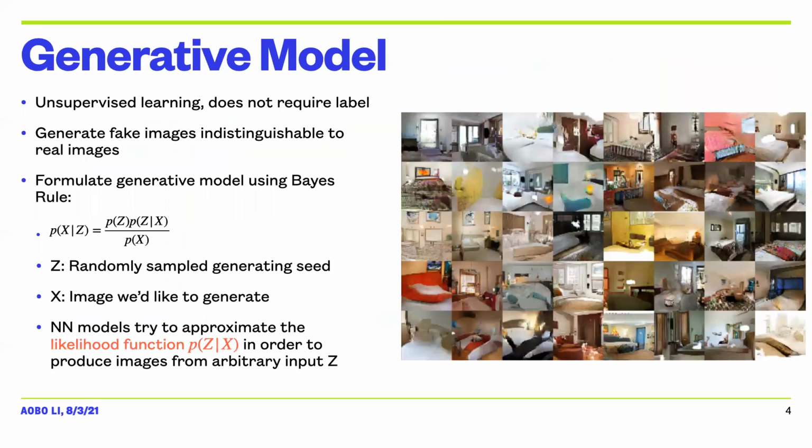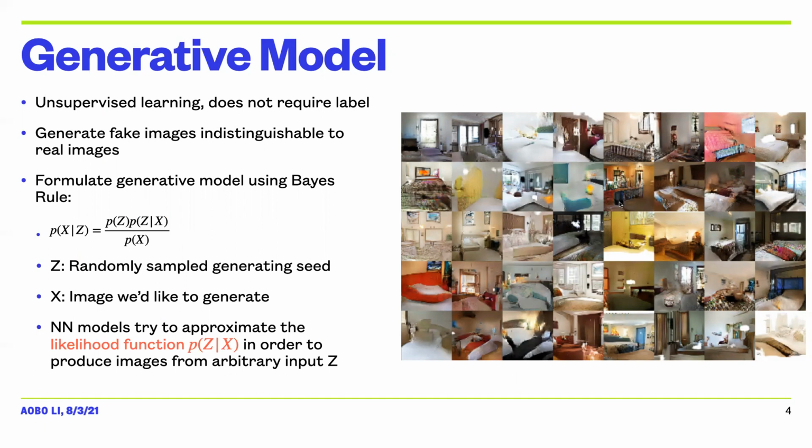Okay, so let's start by talking about the generative model. What is a generative model? The idea is to generate fake images which are indistinguishable from the real images that we see. This is an unsupervised learning approach, meaning that it does not need a label. On the right, you can see several generated images of bedrooms, and actually none of them exist in the real world. They are all fake images.